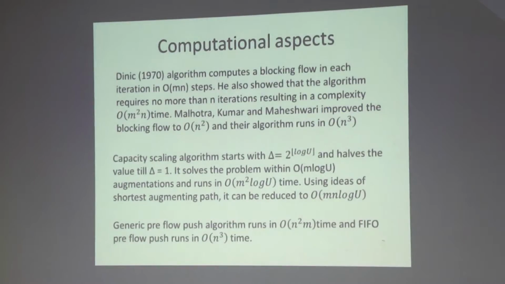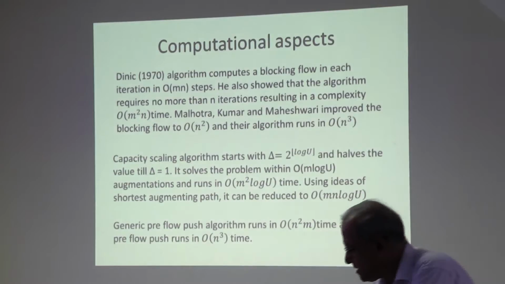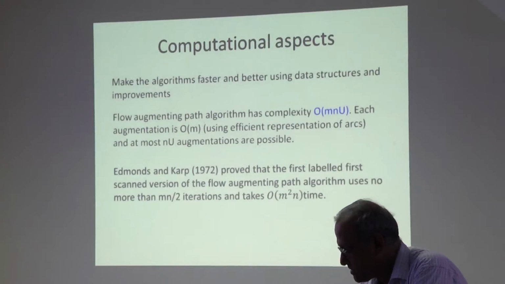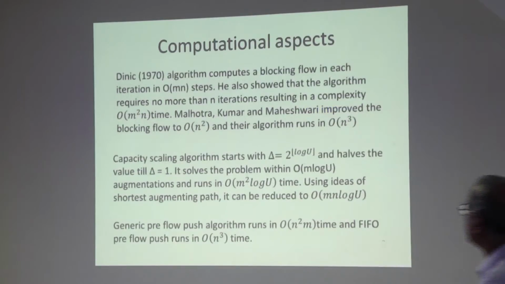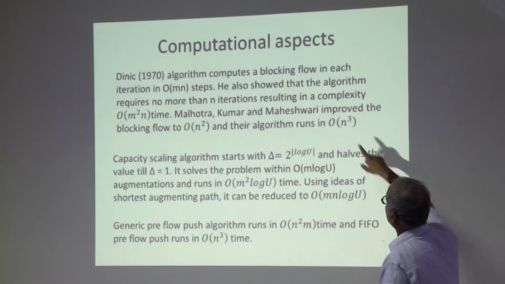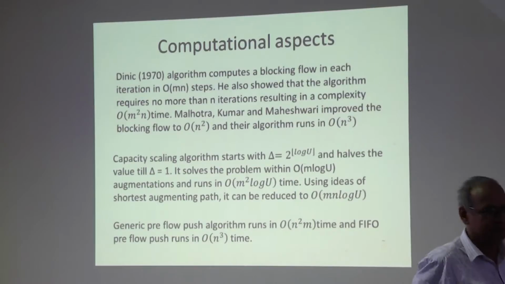Then you look at Dinic's algorithm. They compute a blocking flow in each iteration in order of mn steps. They also showed that it does not require more than n iterations. So it is m square n complexity. The earlier one is also m square n complexity. So Dinic's is also m square n complexity. Perhaps the interesting contribution was how to do the blocking flow faster.